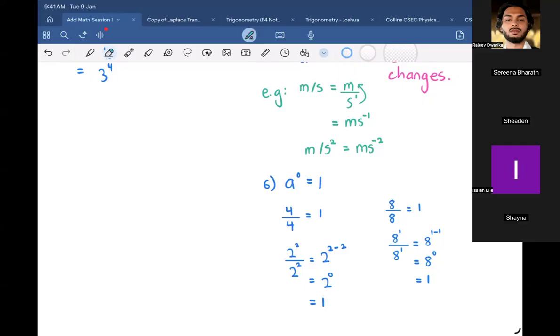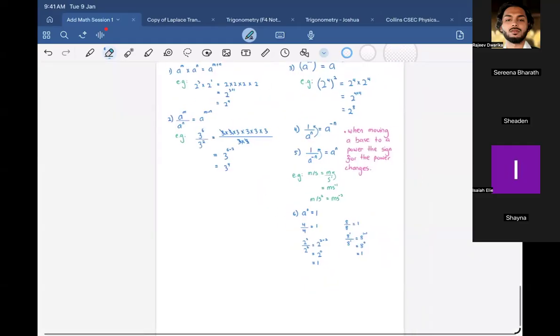Right? Does everybody have everything on the screen copied down? Yes. Yeah, I know you a speed demon, right? Shayna and Serena. Yes, sir. Okay, cool. Let's look at some more rules.